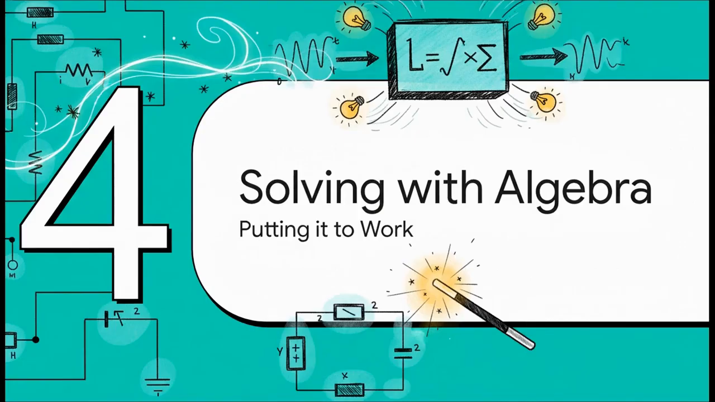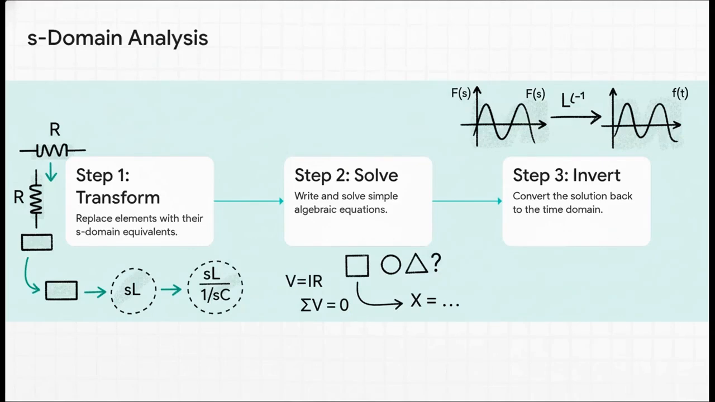All right, so we've translated all our parts. Now it is time to see the magic happen. Let's actually put this method to work and solve a circuit. The process is this beautiful three-step recipe. First, you just redraw your circuit using those S-domain models we just looked at. Second, you use your basic circuit laws, like Ohm's law or Kirchhoff's voltage law, to write purely algebraic equations. And third, once you solve for whatever you're looking for, you use an inverse transform to pop the answer right back into the familiar time domain.